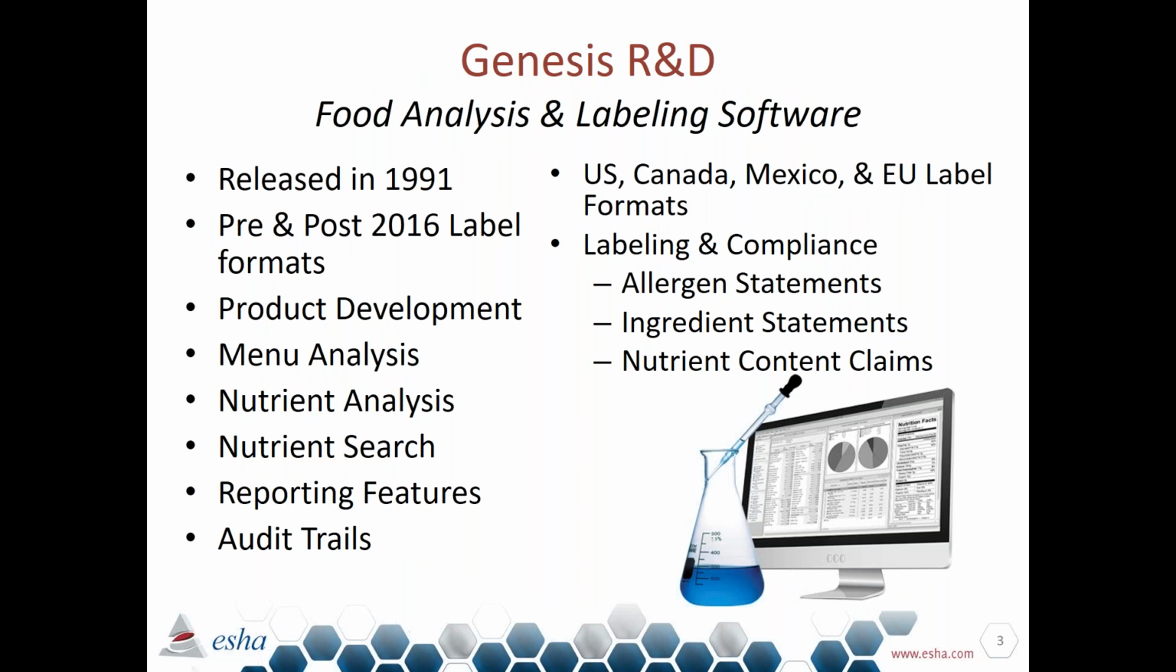Genesis R&D, the food analysis and labeling software, was released in 1991. Currently, Genesis can support both the new regulations that were set in 2016 for packaged goods, as well as the previous regulations, which we call 1990. It also can support product development, menu analysis, reporting features, as well as labeling for other regulations in other countries, such as Canada, Mexico, and the EU.